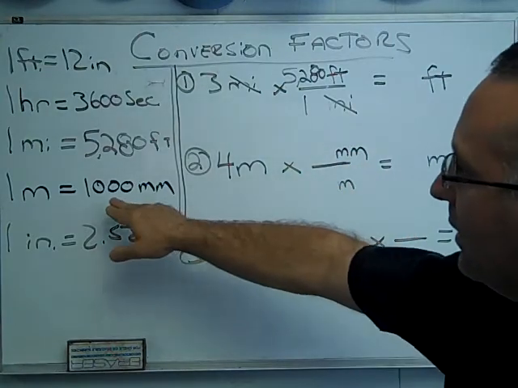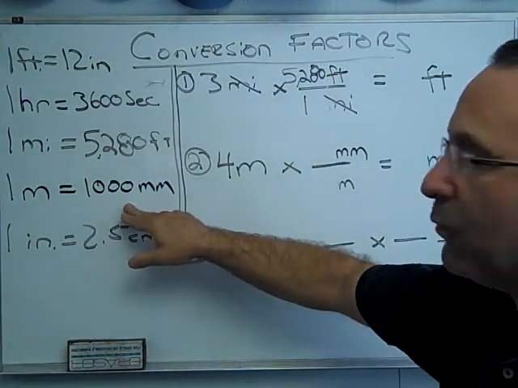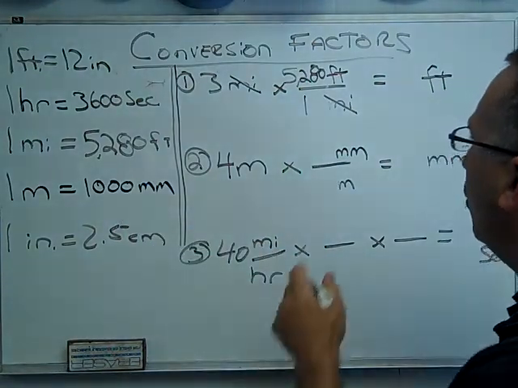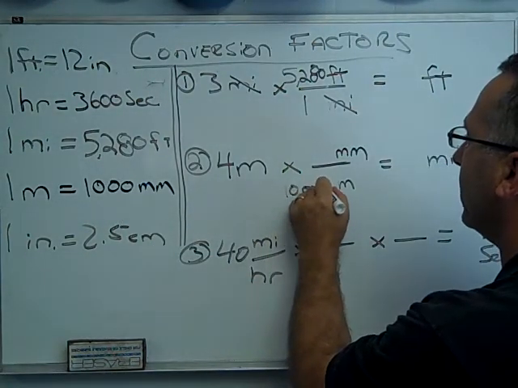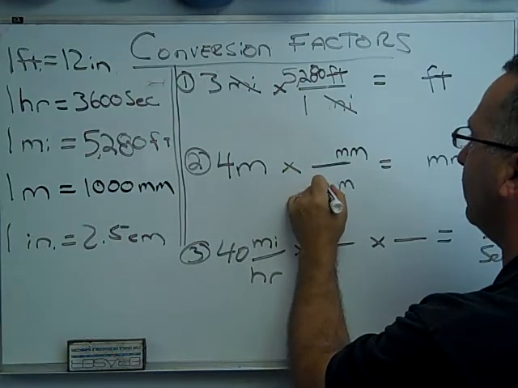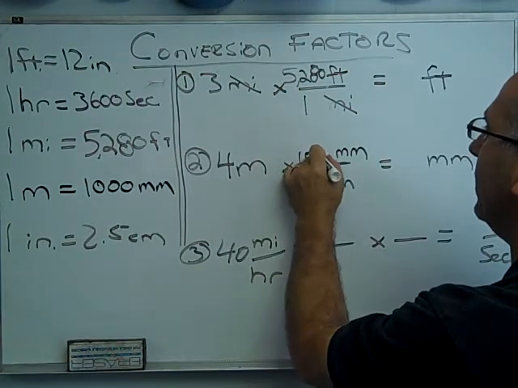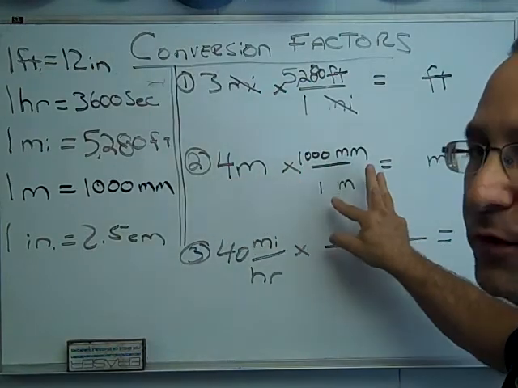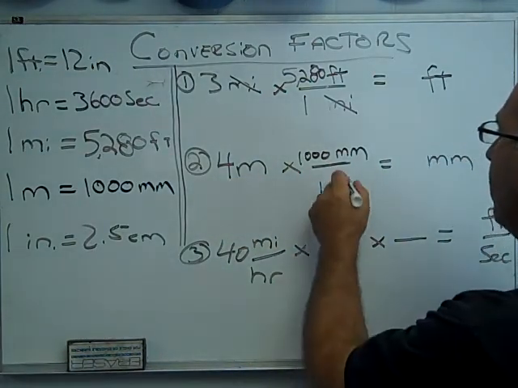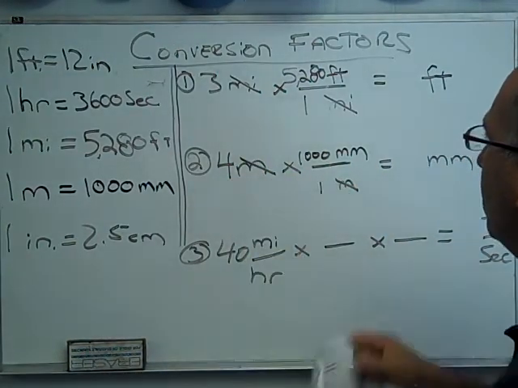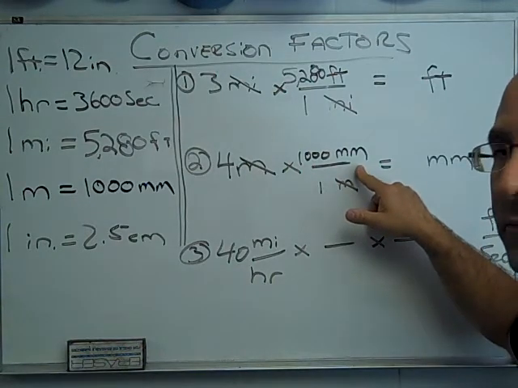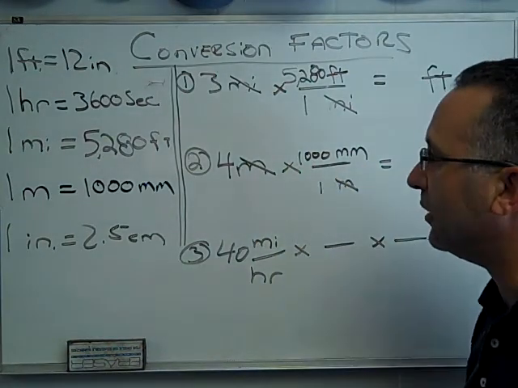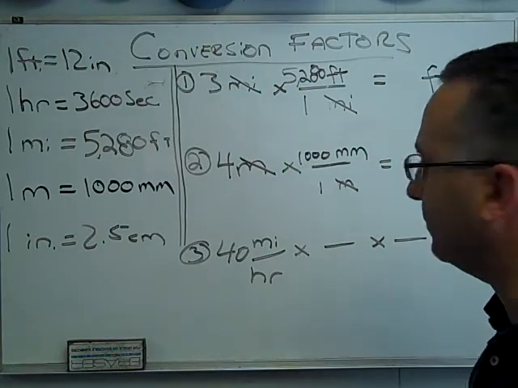You can see that this one, 1 meter equals 1,000 millimeters, will get you to what you want. If this is 1 meter, and 1 meter is equal to 1,000 millimeters, you multiply 4 by this ratio, the meters will cancel, and you'll be left with millimeters. You just do that multiplication on your calculator and you'll get the proper answer.